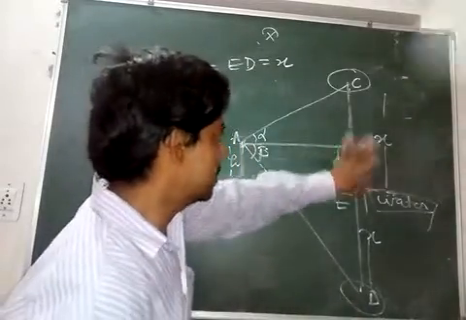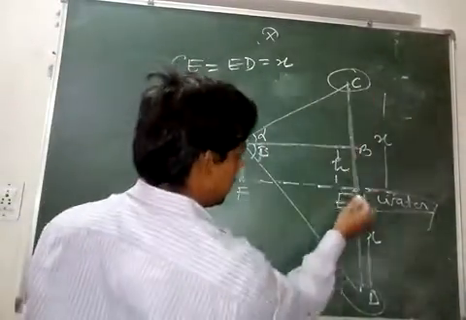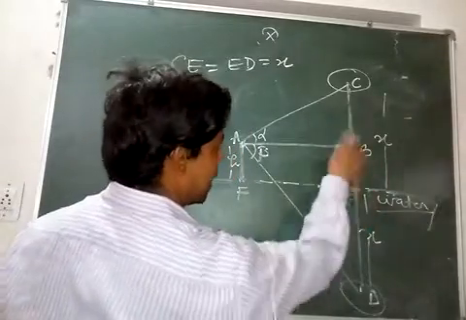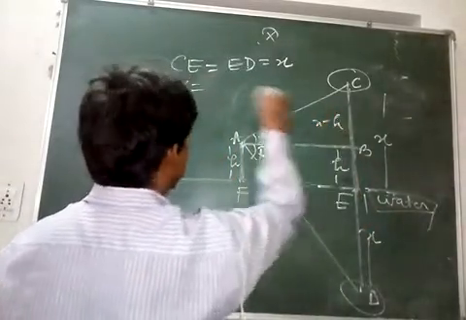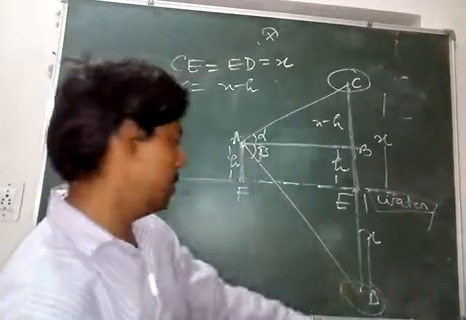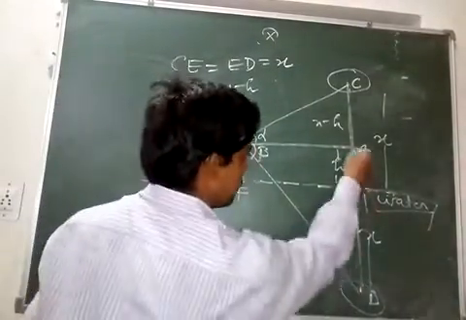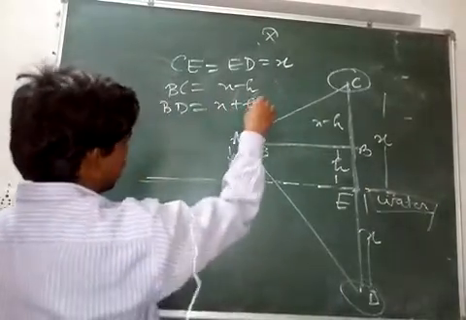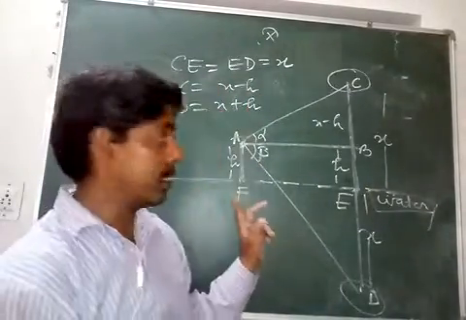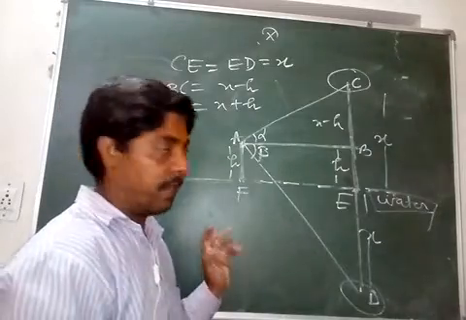Now this is H. So what is BC? BC is CE minus BE, so x minus H. Similarly, what is BD? BD is x plus H. Now this is very important: x minus H and x plus H. These are two very important variables that we have created here.